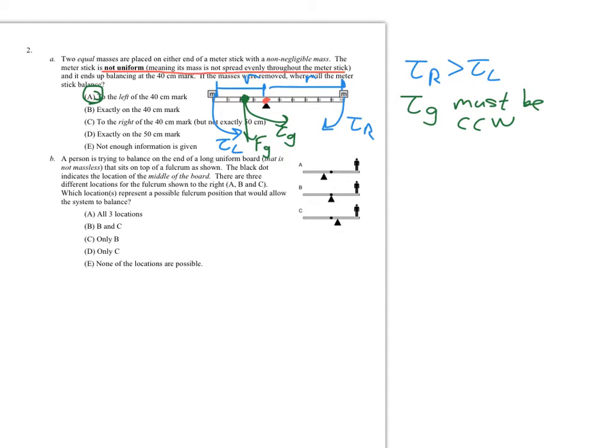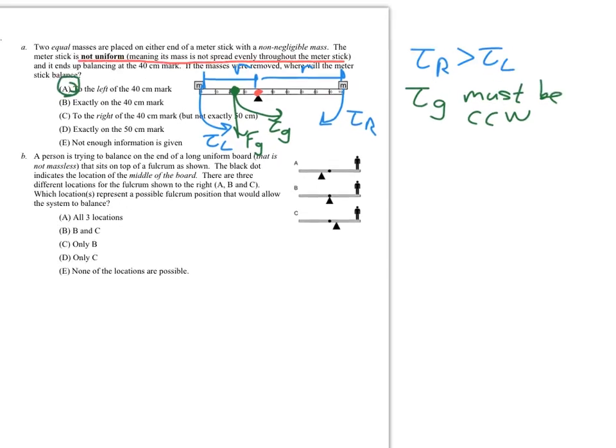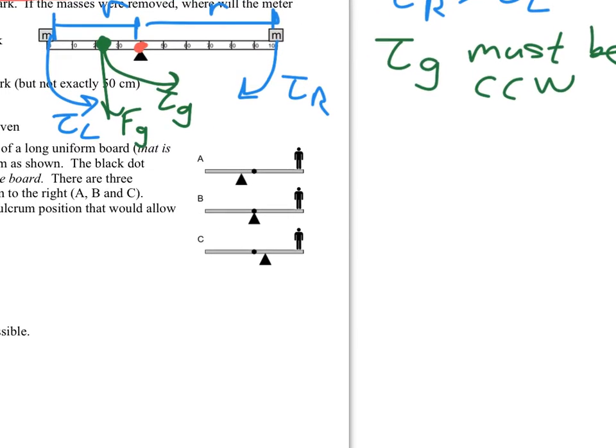We continue on to B, thinking about which of these situations would allow the board to balance, this non-massless board. And so once again, we're going to think about the torques from each one of these objects. So we're going to have a torque from gravity acting on the center of mass of the board, and a torque from the person. All right. In all cases, the torque from the person is going to go in the clockwise direction. So we need a counterclockwise torque of gravity to balance it.